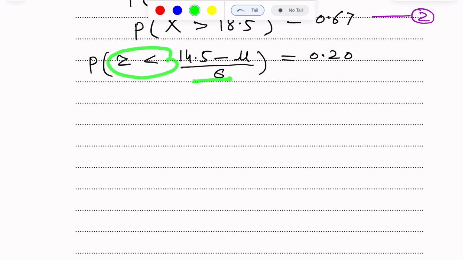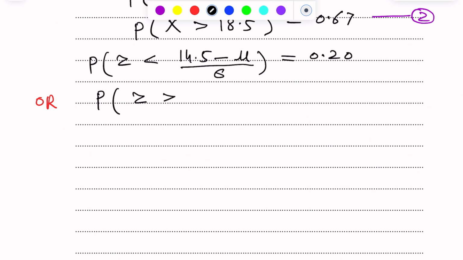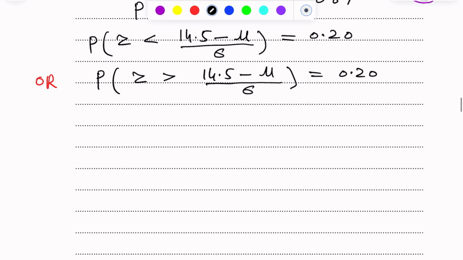Z less than this is equal to 0.25, and by symmetric property we can write it as that probability of Z greater than 14.5 minus mu over sigma will be the same 0.20 by symmetric property, because the diagram of the normal function is a symmetric, bell-shaped diagram.